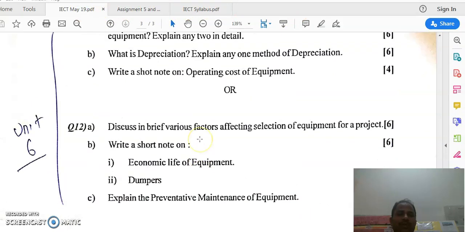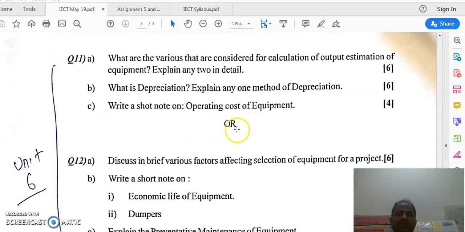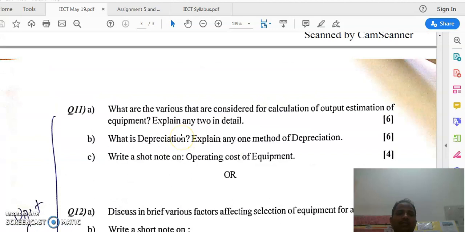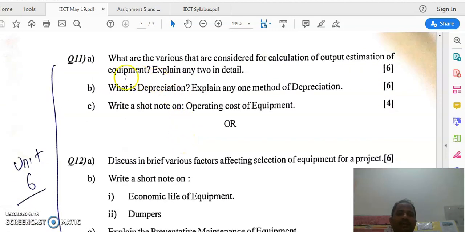Then from unit number 6 we can see some questions from the May 19 examination. Weightage for this unit is 6 plus 6 plus 4, in the end the same examination, that is 12 plus 4, 16 or 17. Question number 11 and question number 12 are the two questions based on unit number 6, having an or.